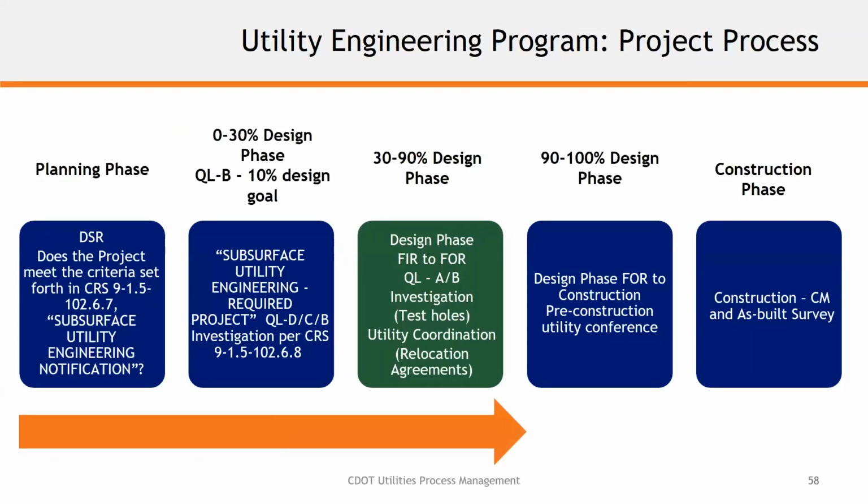So this concludes the 30 to 90% design phase module of our CDOT Utilities Process Management. The next module in the course examines the 90 to 100% design phase. However, before we take off, here are some key points to remember. By the end of this 30 to 90% phase, the plans, the coordination, contracts, all this stuff, there's a lot that's gone on between 30 and 90% from SUE, quality level A, the conflict matrix, contracting, work plans.